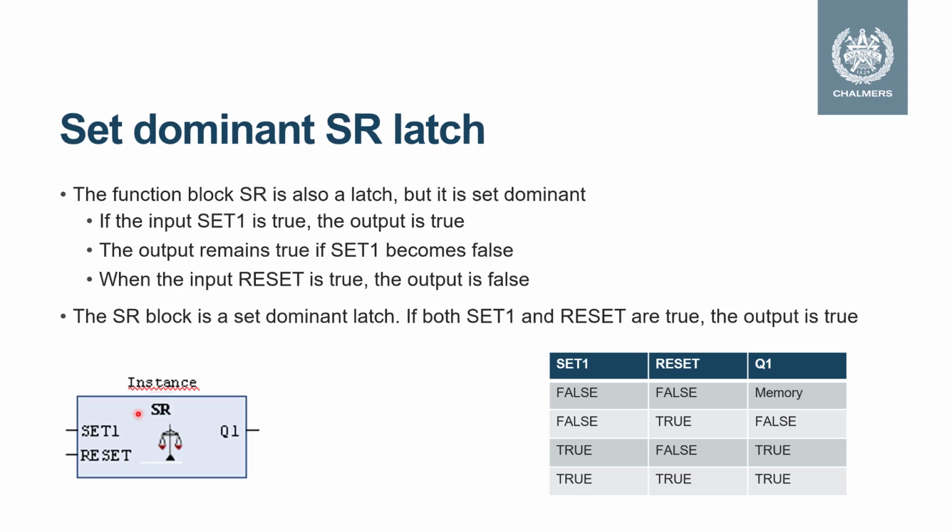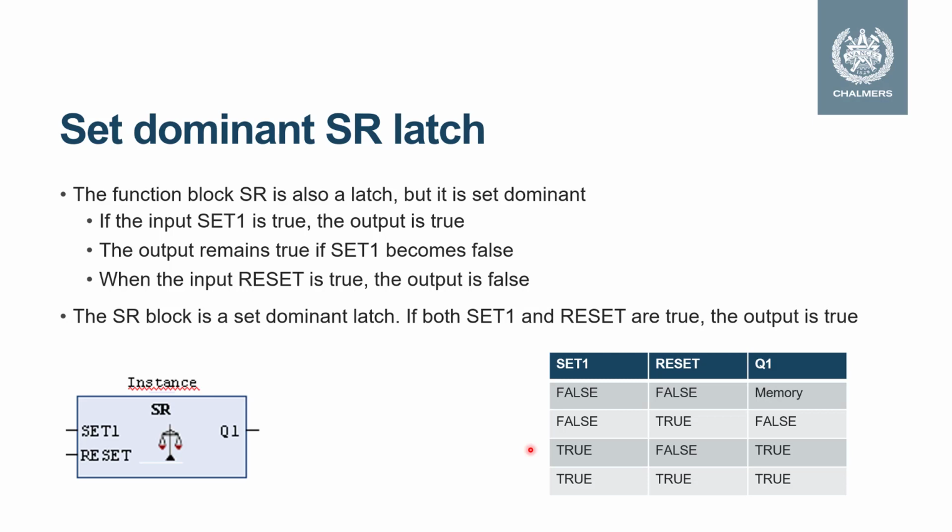The SR latch is a latch, which means that we have this memory phase when both inputs are false. It remembers the last thing that happened. If the output was true, then it will remain true when both set 1 and reset are false. The output is false if the reset input is true while the set input is false, and the output will be true if the set input is true and the reset input is false.